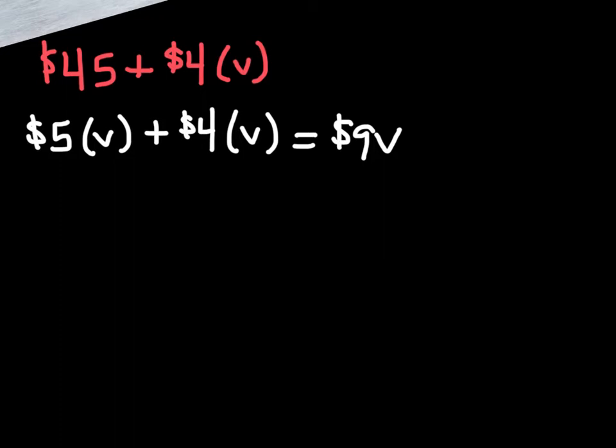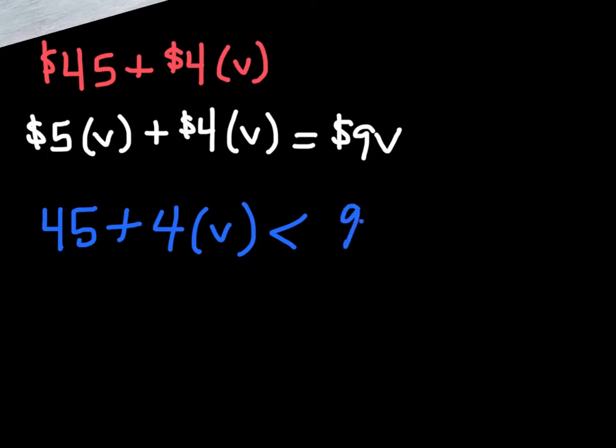To find the values for v for which the cost of option 1 is less than the cost of option 2, we need to write and solve an inequality. So we will take the cost of option 1, which we calculate as 45 plus 4 times v, and say that we want that to be less than 9v. See how we did that?